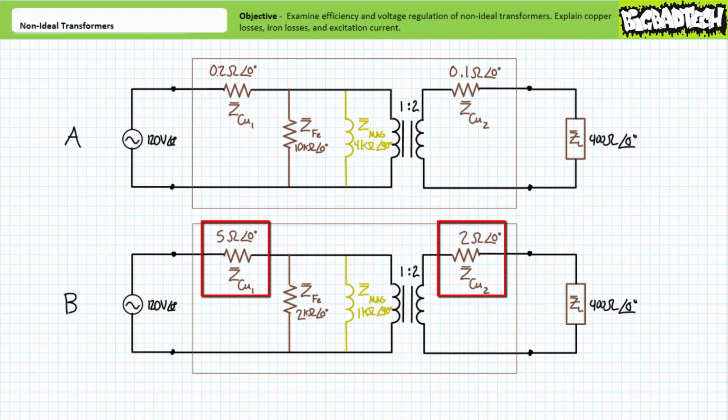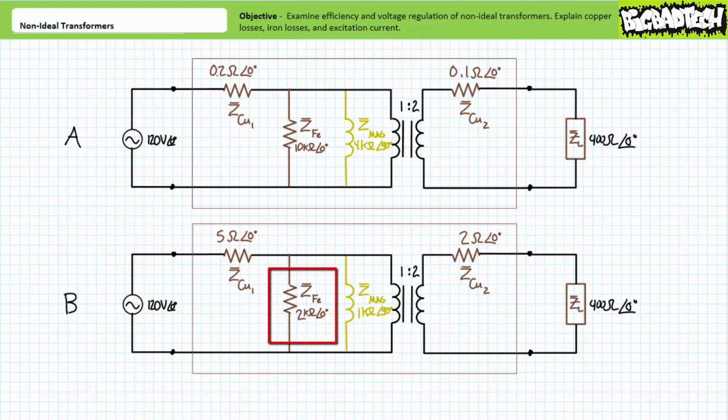Conversely, the windings of Transformer B have more internal resistance than Transformer A, meaning they will experience more of a voltage drop, waste more power, and as a result, the load will experience less of a voltage drop and receive less power. Additionally, the parallel resistor accounting for iron losses associated with eddy currents has a smaller magnitude, meaning it presents more of a leakage path, and as a result, more power will be wasted.